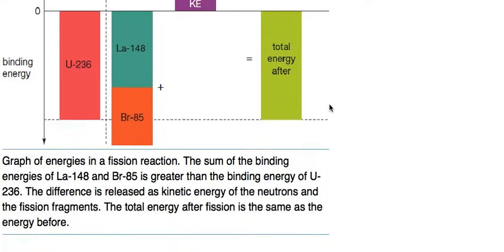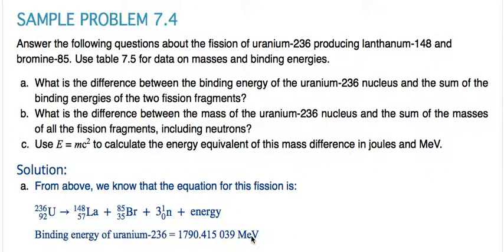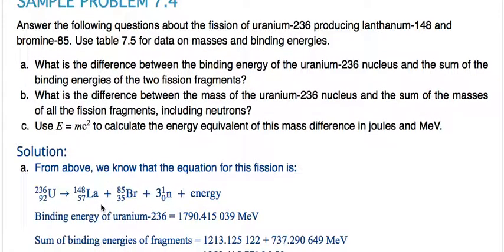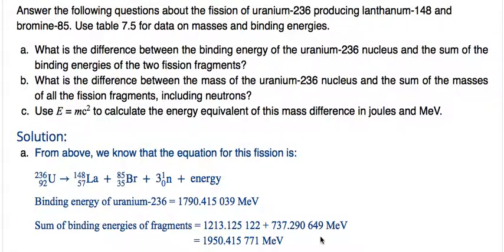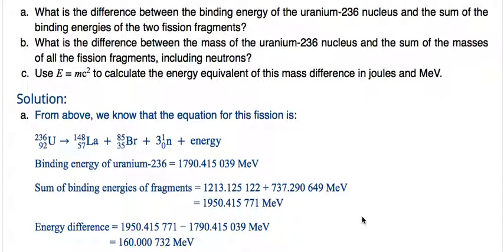On this next line, you've got the binding energy of uranium taken from the table, and the binding energy of lanthanum and bromine here and here, and they've been added together to give you this amount. When it asks you for the difference in binding energy, the difference is going to be one subtract the other. Make it the positive difference, so take the big number and subtract the smaller number. You can see here the energy difference is 160.000732 mega electron volts.